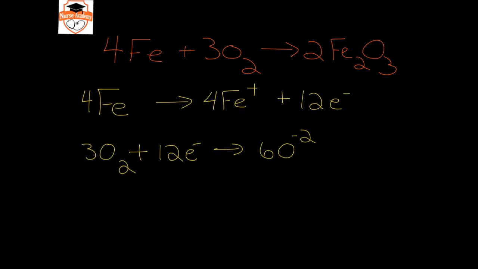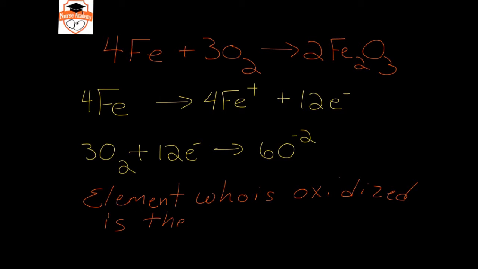All right, now if we come back and look at these two half reactions, there's another definition that you need to know, which is that the element who is oxidized is the reducing agent. So this is a little counterintuitive, okay? In this case, we have iron that's oxidized. It has lost electrons. Remember, oxidation is loss. And since this one is oxidized, it is the agent of oxygen's reduction, so it is the reducing agent.